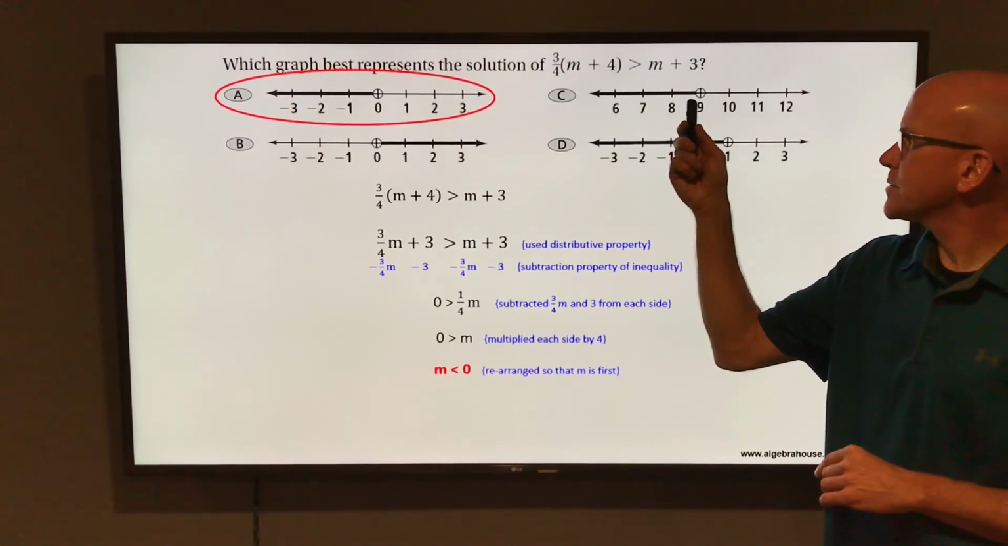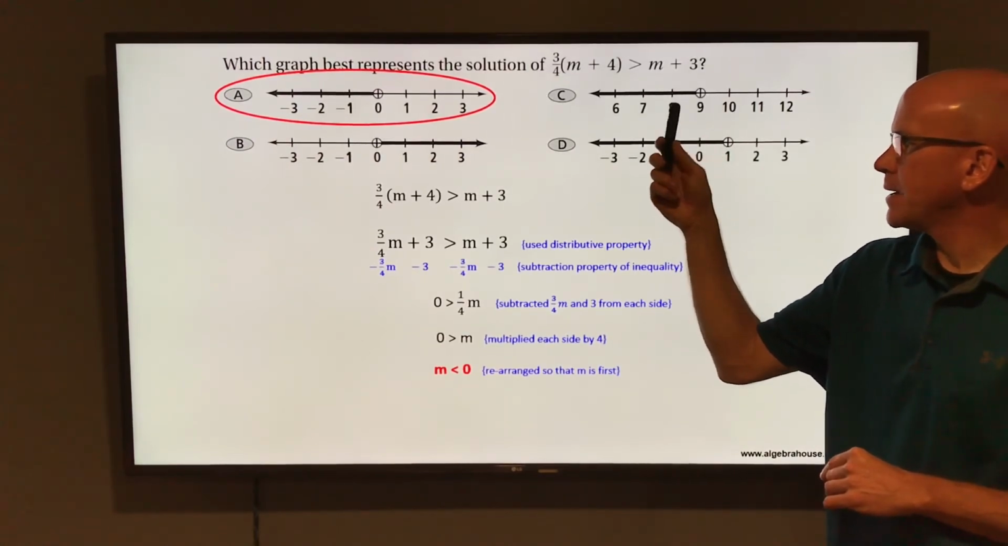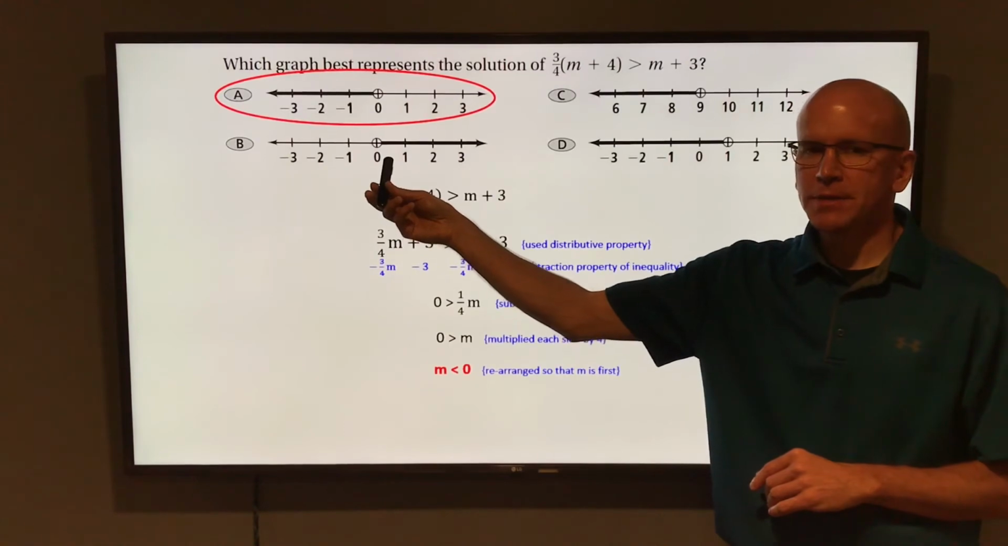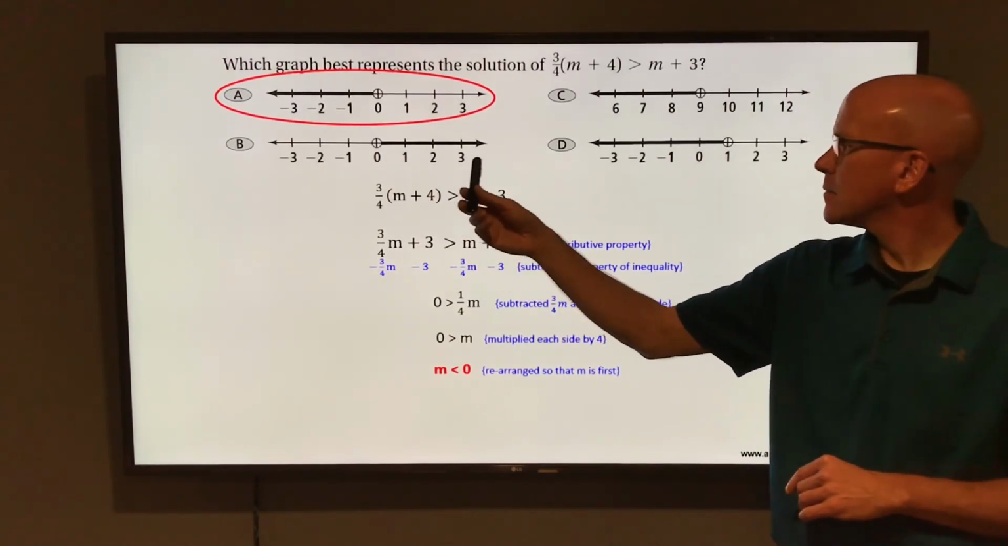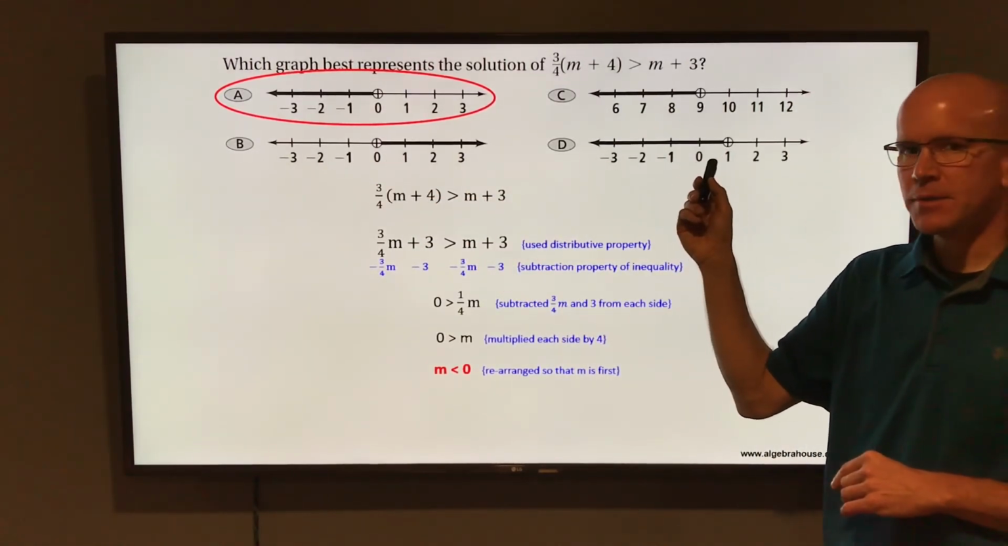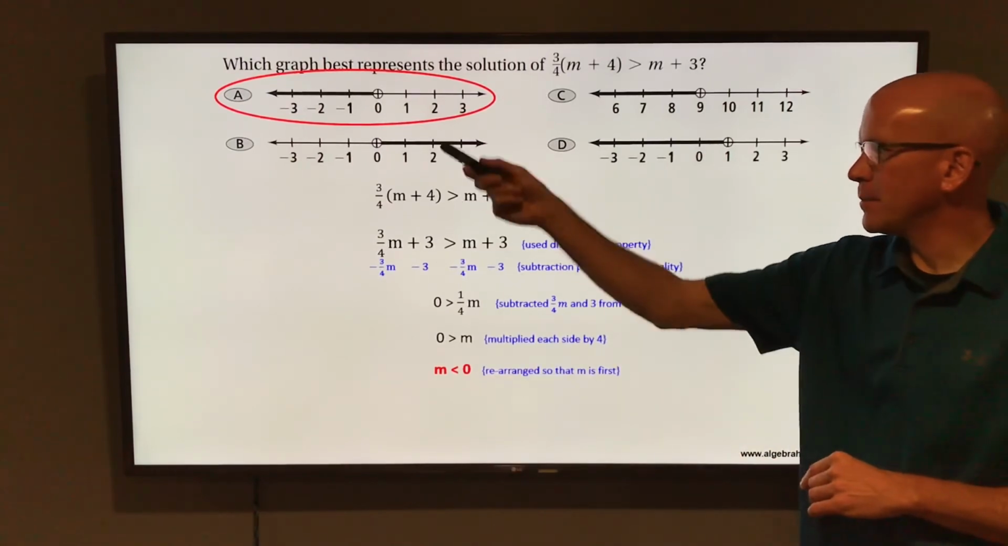If you thought it was this, that's where m is less than 9. If you thought it was this, that's where m is greater than 0. And if you thought it was this, that's where m is less than 1. We have m is less than 0.